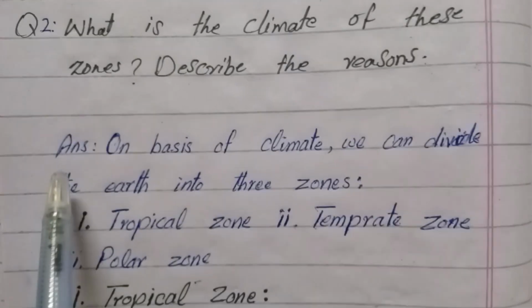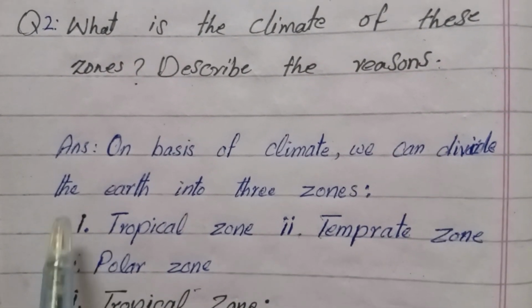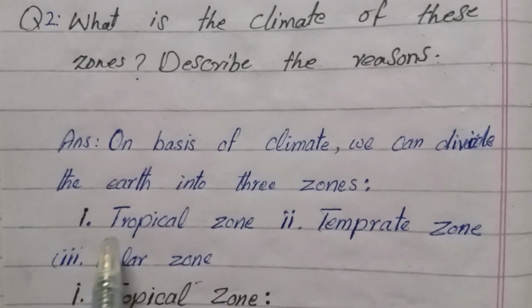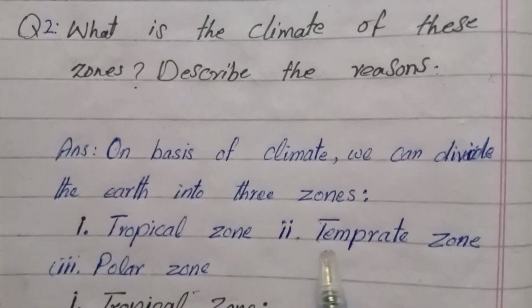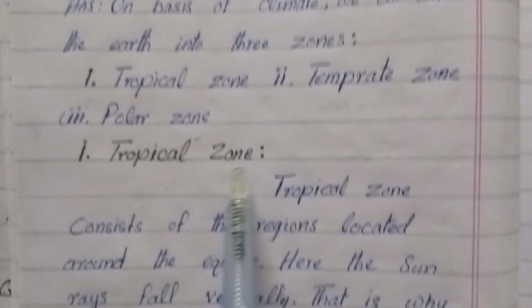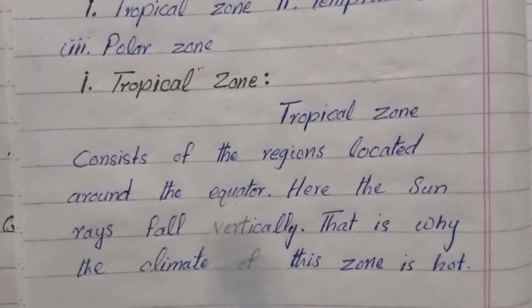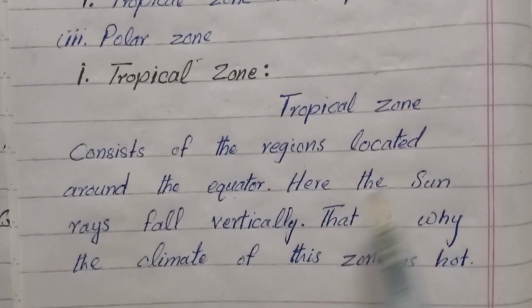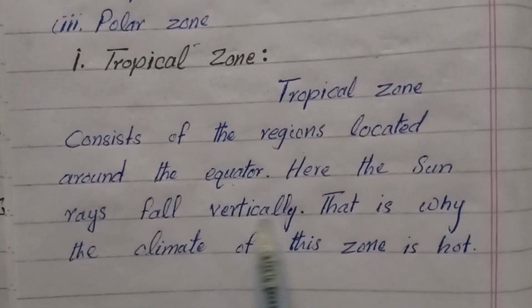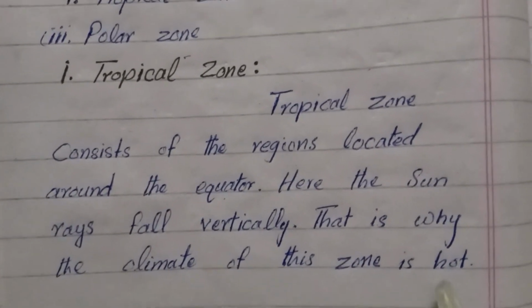Describe the reasons. Answer: on the basis of climate, we can divide the earth into three zones: tropical zone, temperate zone, polar zone. Number 1, tropical zone. Tropical zone consists of the regions located around the equator. Here the sun rays fall vertically, that is why the climate of this zone is hot.